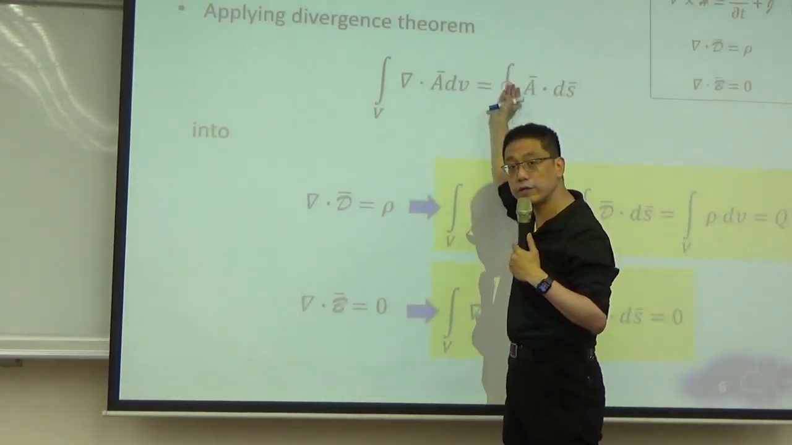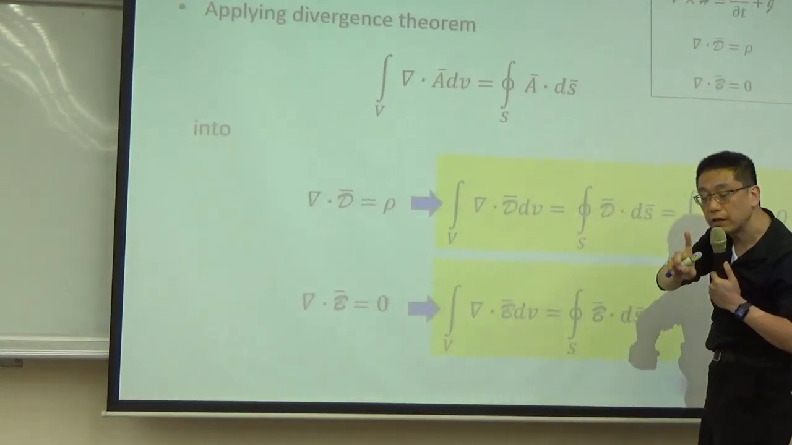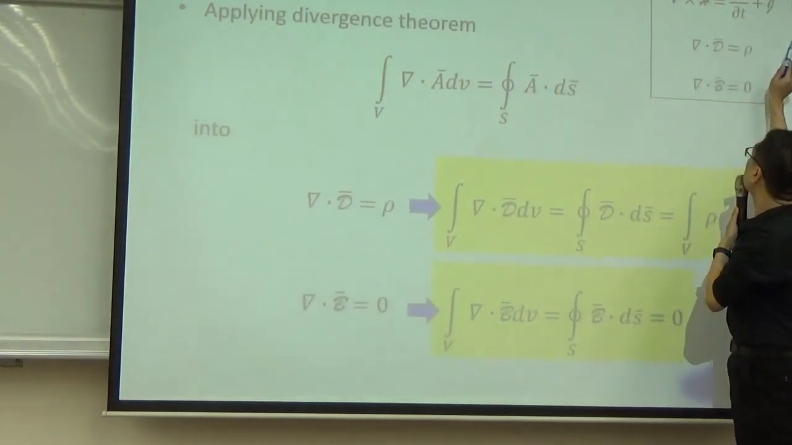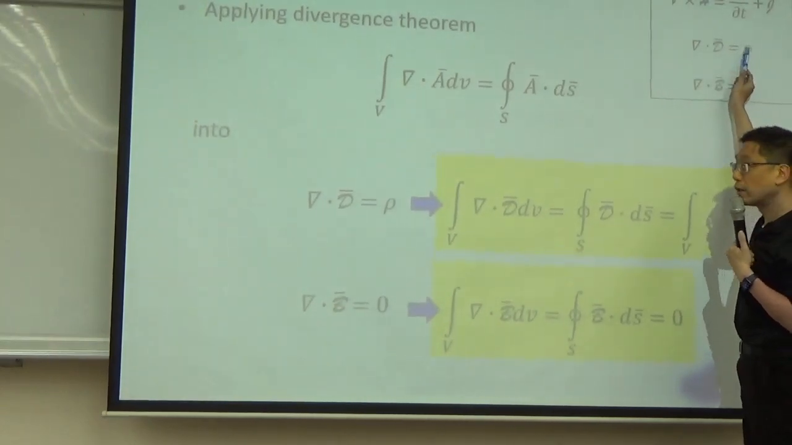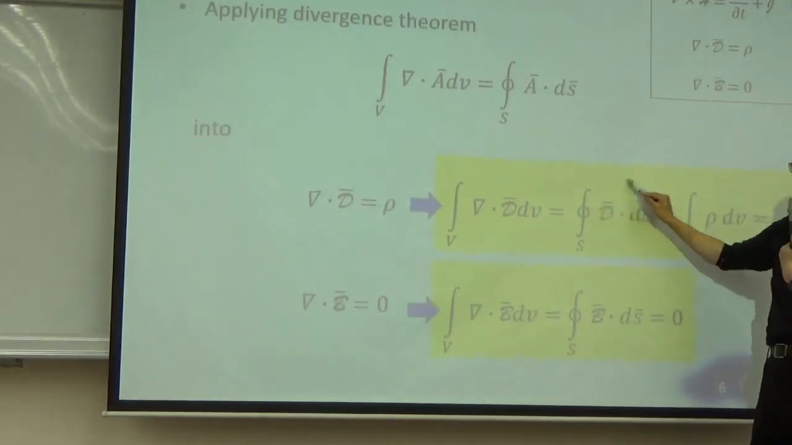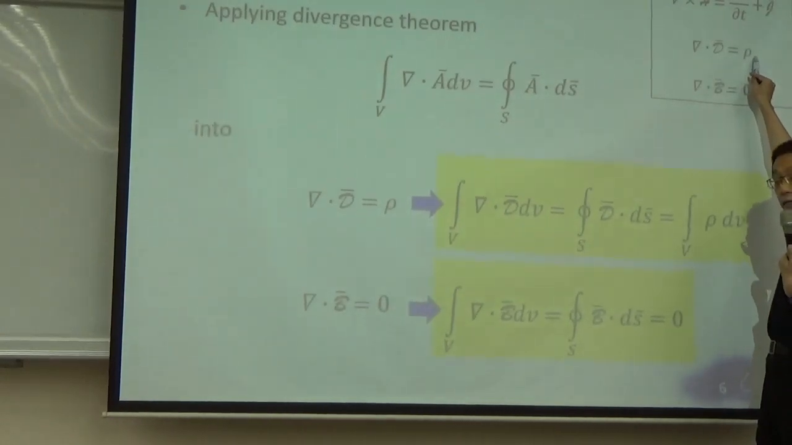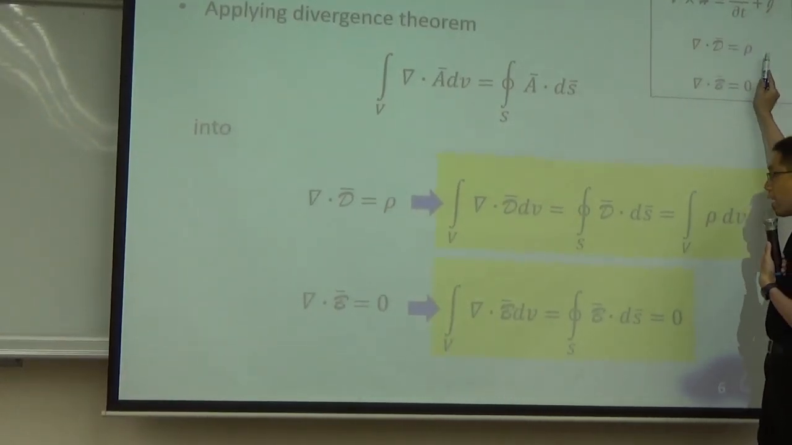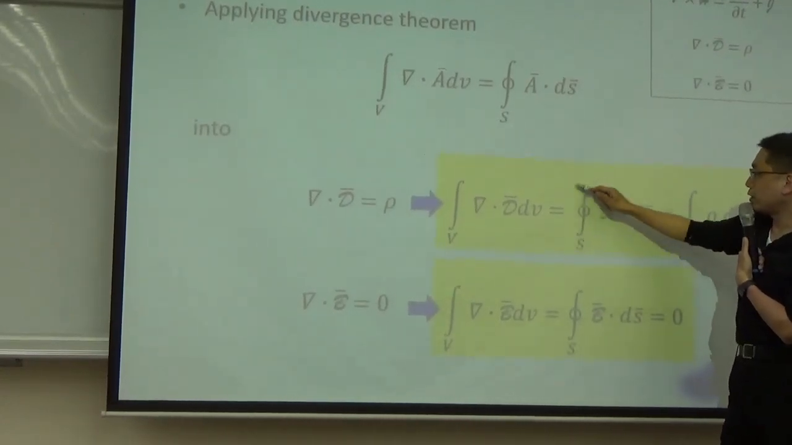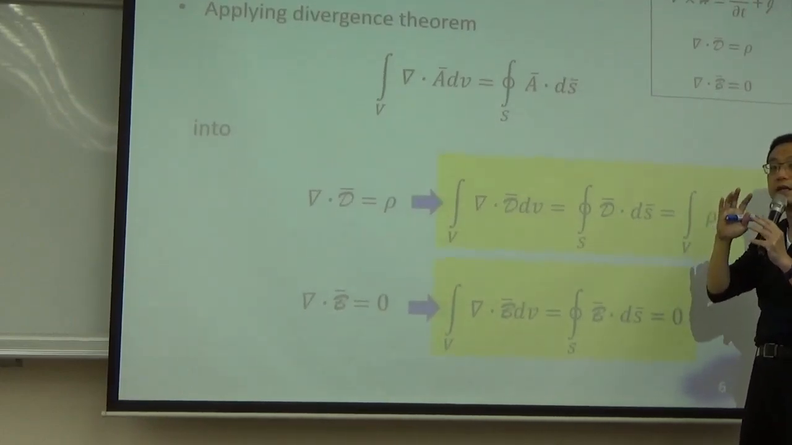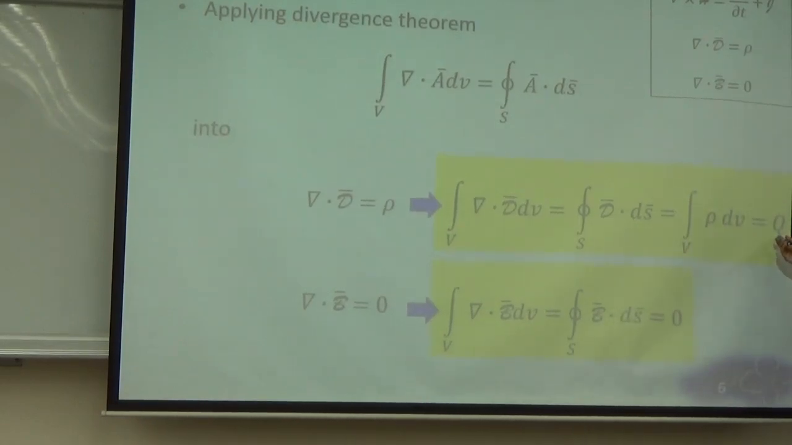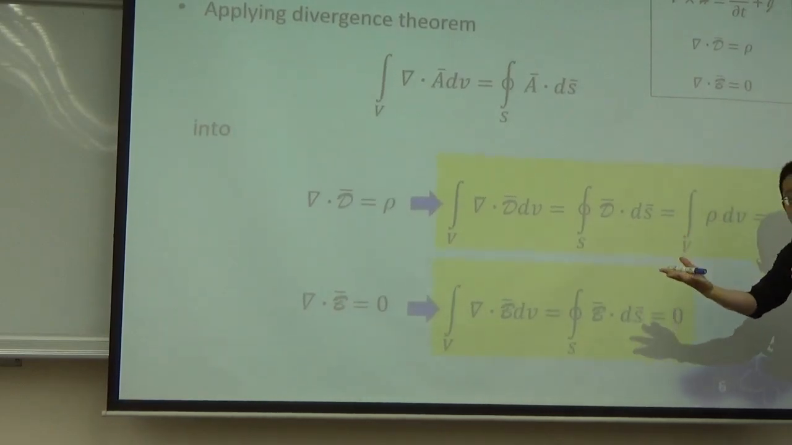Because of this relationship, I take a volume integration for both sides of this equation. Then for the left part, I use this one to change that to this. And for the right part, because I take the volume integration of the charge density, it becomes Q. And finally, if you integrate the electric flux density over a closed surface, it equals the total charge inside this surface, and that is Gauss's law.